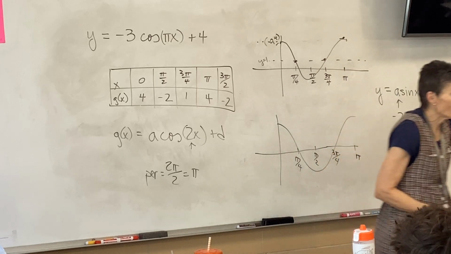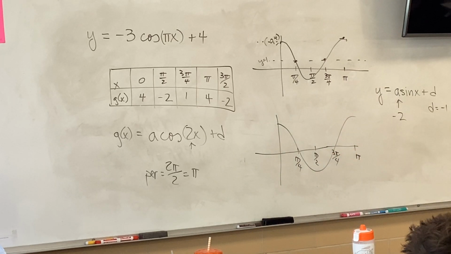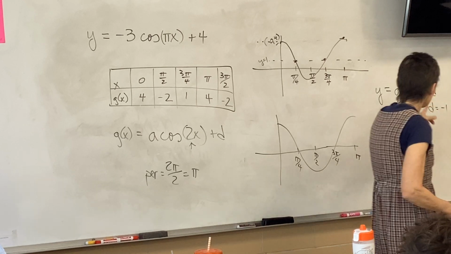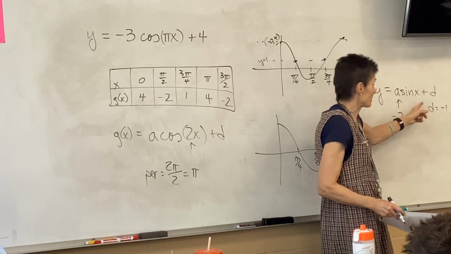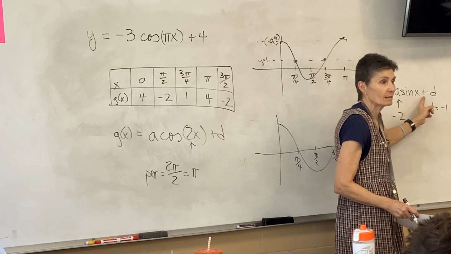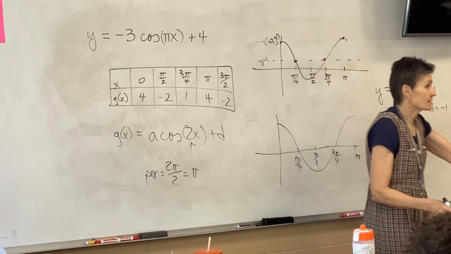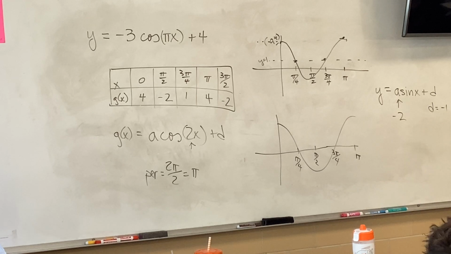Because the period's not changed. Look on the paper. Isn't that what the period's supposed to be? So we didn't do anything to change that. Why is there nothing added to the x? Why is there no c number in there? Because it's starting at 0, which is where it's supposed to start.